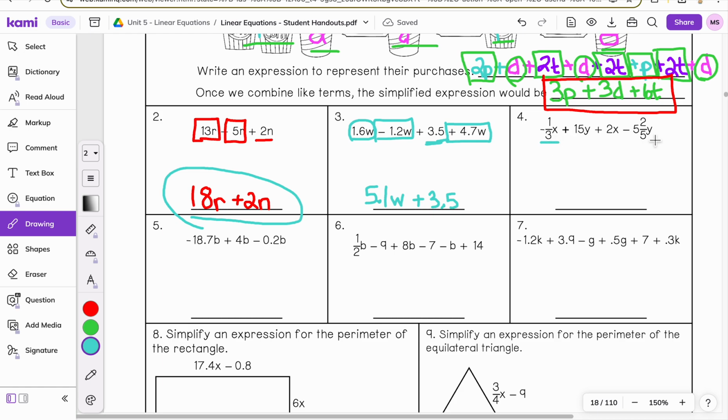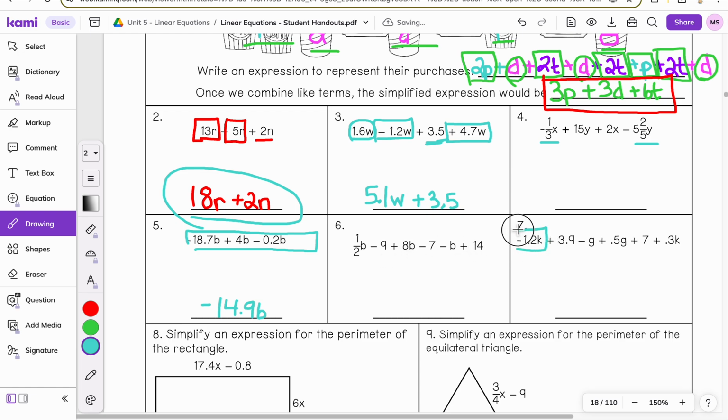We can talk about how to enter fractions into the calculator when I return. So maybe I'll skip that one for now. But hopefully in number 5, you combined all of these because all of these have a B. So hopefully you did negative 18.7 plus 4b minus 0.2b to get negative 14.9b. Again, we have fractions here, so I'll skip number 7, or excuse me, I'll skip number 6.